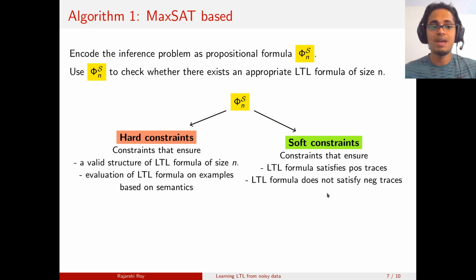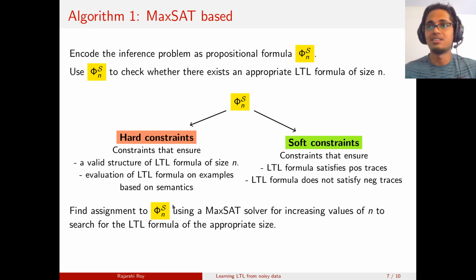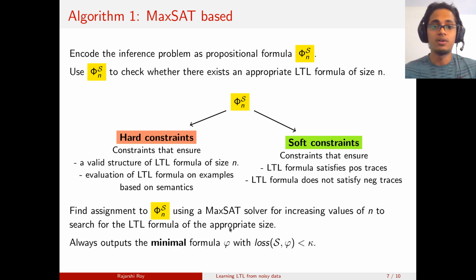We use MaxSAT solvers to find assignments to phi Sn, for increasing values of n, to search for LTL formulas of the appropriate size that have loss less than the given threshold. This algorithm guarantees that we obtain a minimal LTL formula. However, the time required for finding assignments to phi Sn increases exponentially with n.